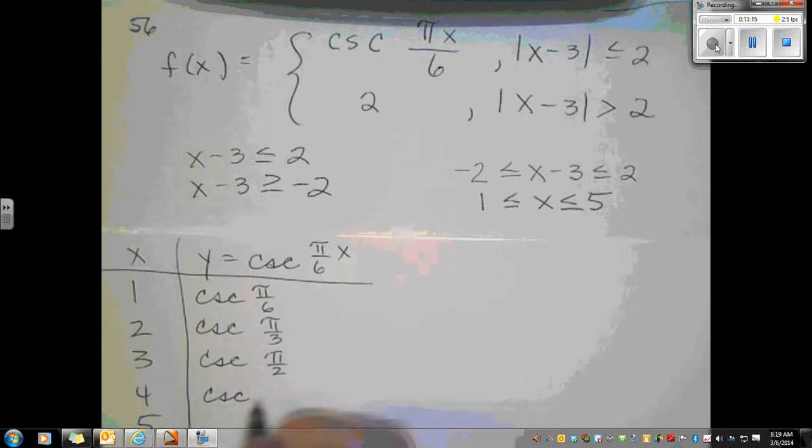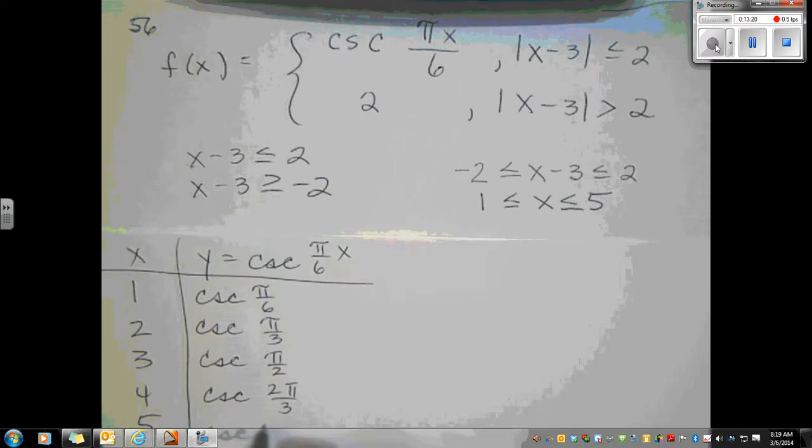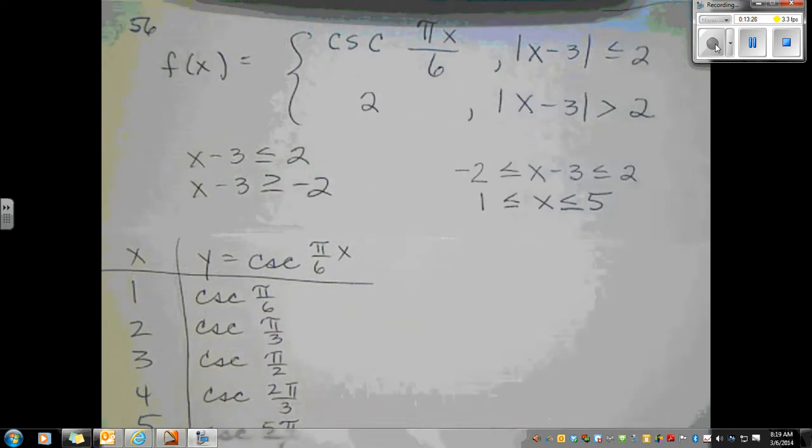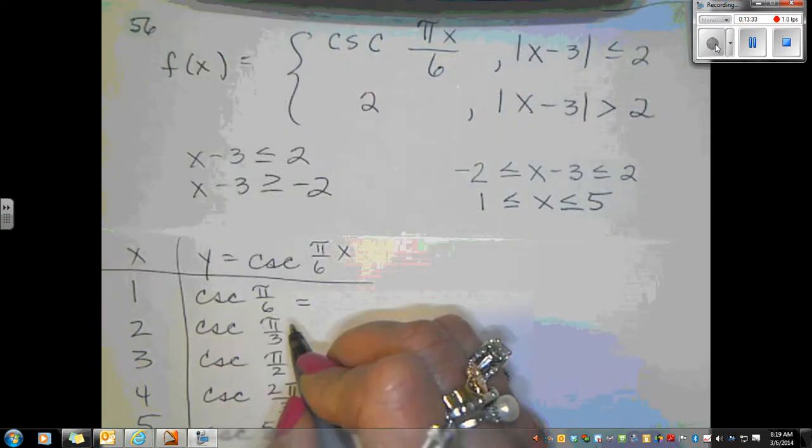I have cosecant of 2 pi over 3. I have cosecant of 5 pi over 6. Okay, I put the values in, that's what I get. Now, what are these equal to? What is the cosecant of pi over 6?